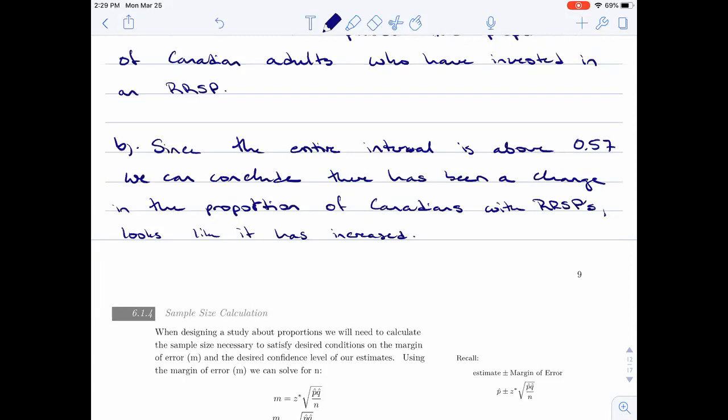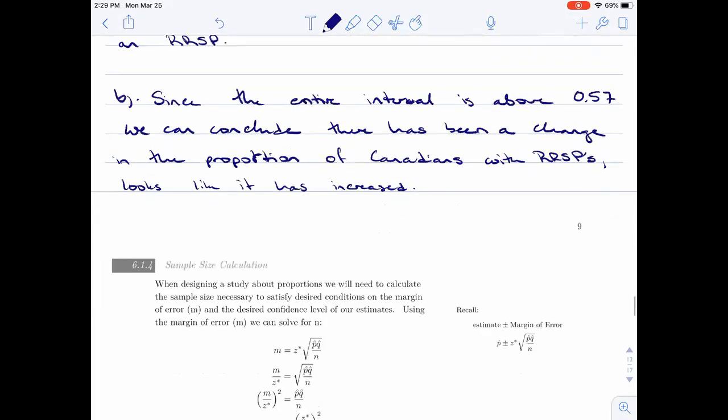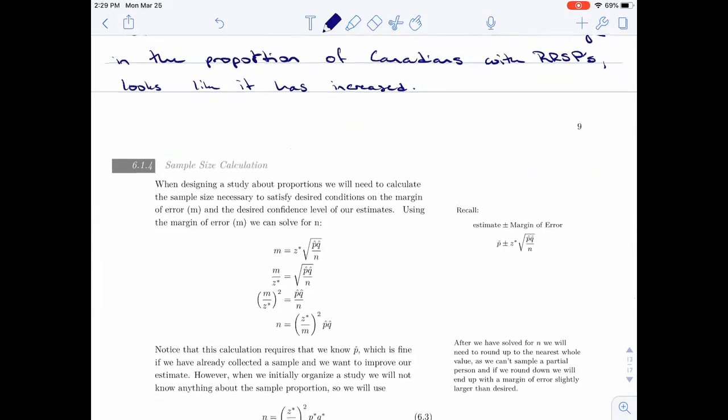All right. Any questions about that one? Okay. So let's talk about this sample size calculation. You have to do one on the assignment.